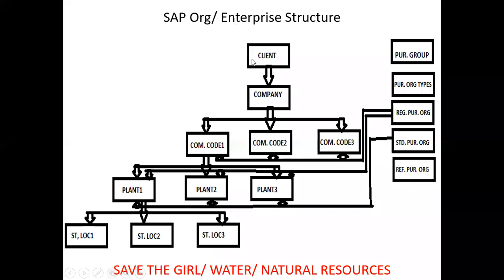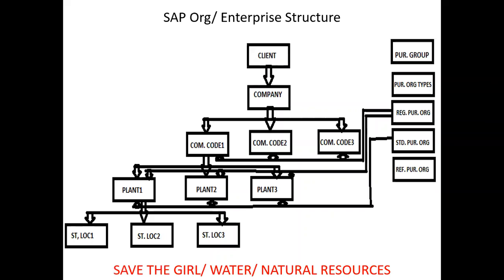In this organization structure or enterprise structure, on top we can define the client. What is the client? The client is a three-digit numerical number. It is like a license key which will be given by SAP. Okay, so let me show you how the client looks.